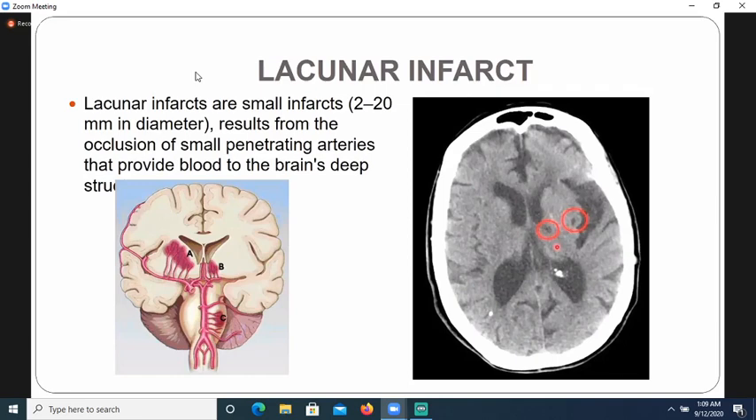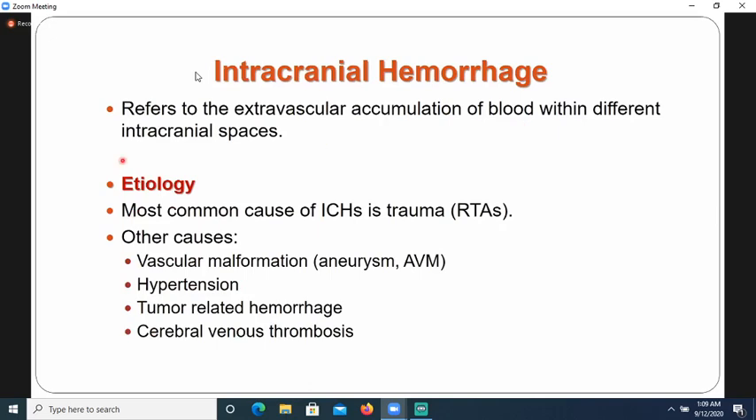Then the intracranial hemorrhage. Intracranial hemorrhage means the extravascular accumulation of blood within the different intracranial spaces. The most common cause of intracranial hemorrhage is trauma, like RTA. The other causes could be vascular malformation, hypertension, tumor-related hemorrhage, and cerebral venous thrombosis. Tumor-related hemorrhage means any tumor which is highly vascular, in which there is an increased chance of hemorrhage.